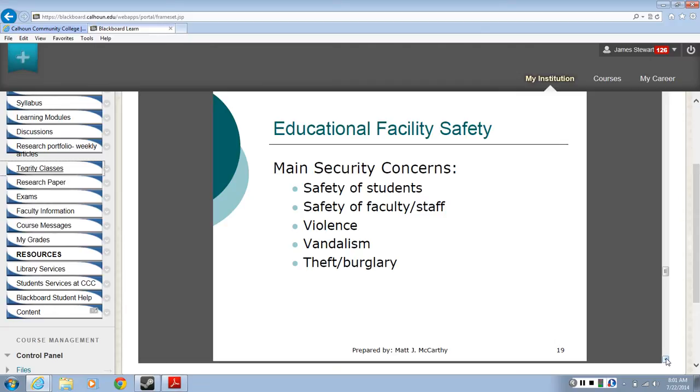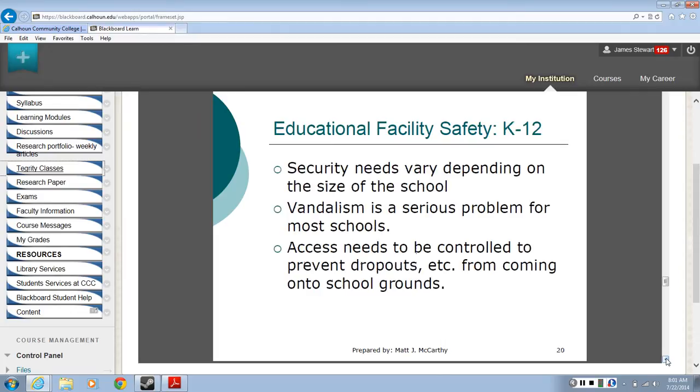This slide gives us the main security concerns of those educational facilities, such as safety of students and staff, violence, vandalism, theft, and burglary. Security measures will vary depending upon the type of school it is and the size of the school. Typically you don't have as much violence in a school with younger children as you do with older children. So that makes high schools and colleges much more prolific in the amount of violence that they have.